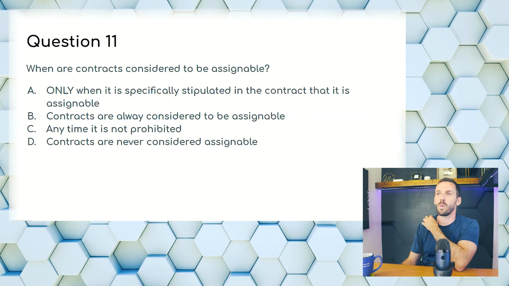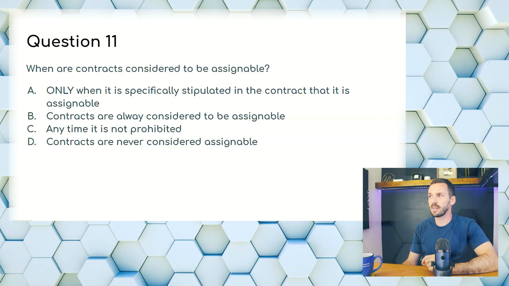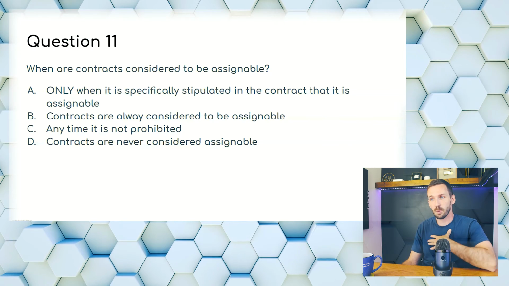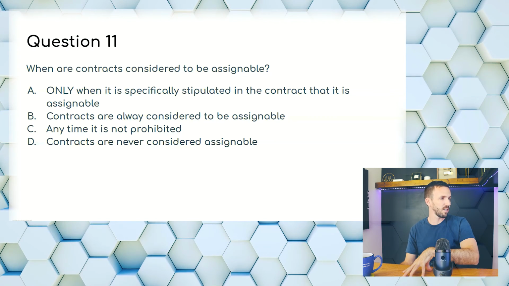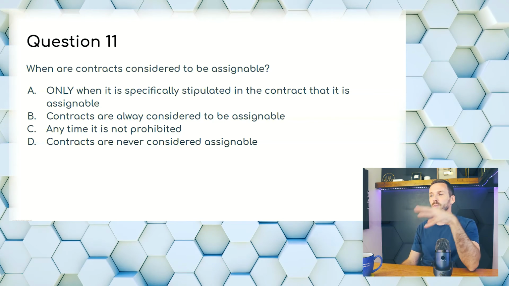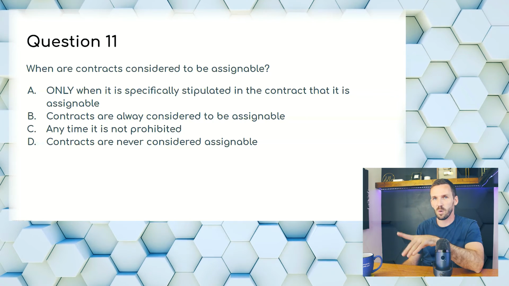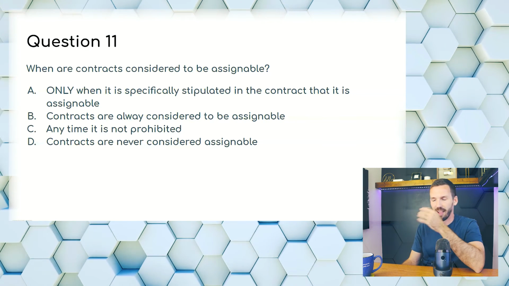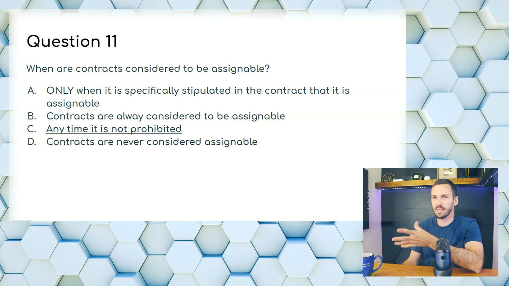Question 11. When are contracts considered to be assignable? Only when it is specifically stipulated in the contract that it is assignable. Contracts are always considered to be assignable anytime it is not prohibited, or contracts are never considered assignable. So again, assignable is a transfer of all legal rights and obligations by one party to another. So this is a really silly question here because A through C are all somewhat correct, I would say. C fulfills everything though. They're assignable unless it is prohibited.